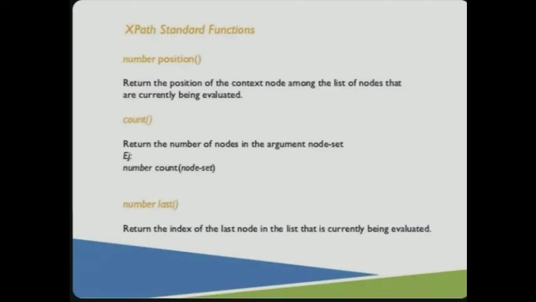XPath standard functions are position, count and last. The position function returns the position of the context node among the list of nodes that are currently being evaluated, and count returns the number of nodes in the argument node set. The next one is the last function, which returns the index of the last node in the list that is currently being evaluated. So these are the standard functions of XPath.